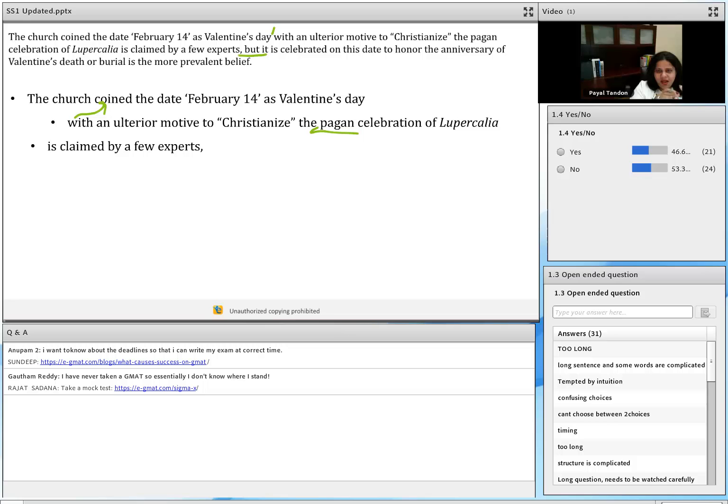Now this is where, how many of you kind of felt there's something not quite right with what I've just read? The church, I was okay till this point. Okay, so how many of you felt this way? I was okay till this point that the church coined this date with an ulterior motive to do such and such is claimed by a few experts. But when I read this, there was something not quite right with it. So yes, 14 of you were able to identify this, something not quite right.